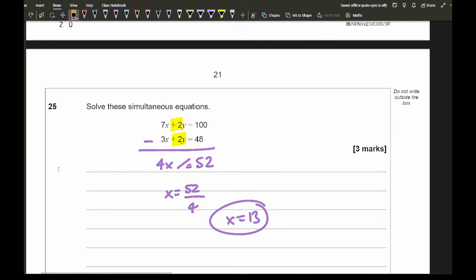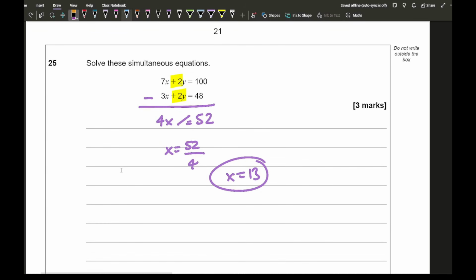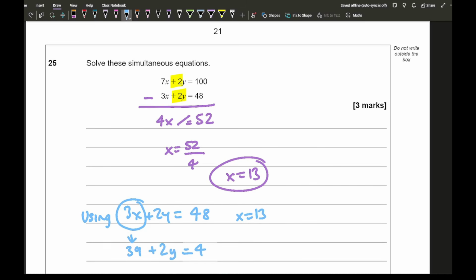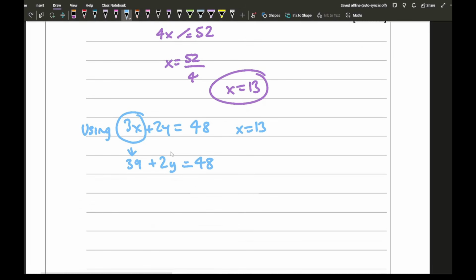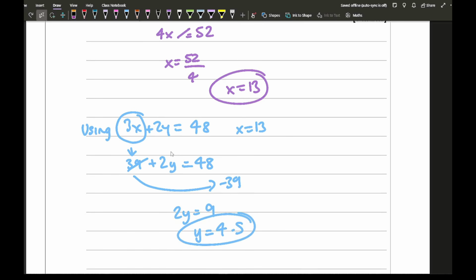And now once we've found the value of x, we just need to pick one of the equations. So let's use 3x plus 2y equals 48. I know that x is equal to 13, so this is going to be 3 times 13, which is 39, plus 2y equals 48. So then if I take away 39, I'm left with 2y equals 9. So y equals 4.5. So my two values are x equals 13 and y equals 4.5.